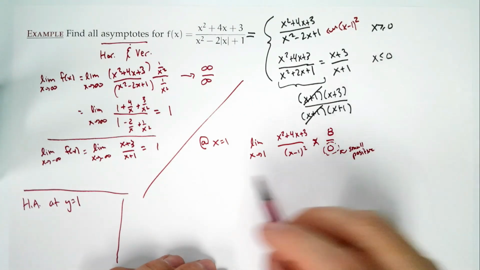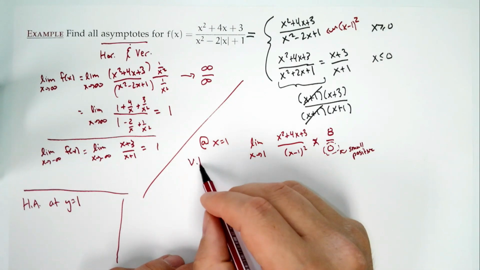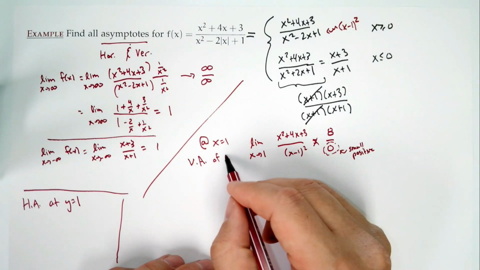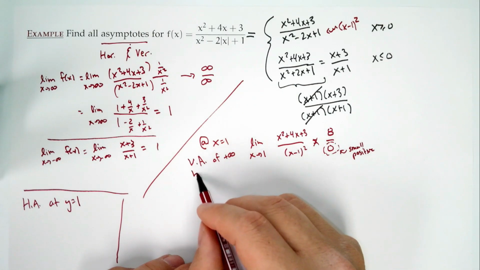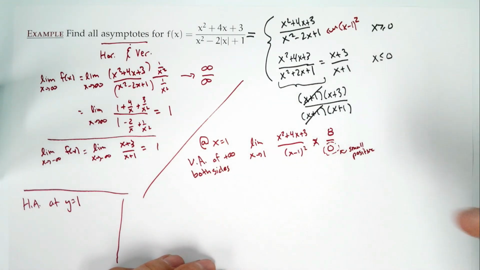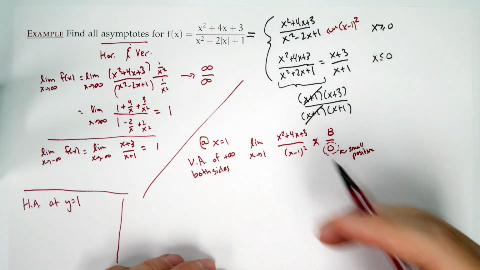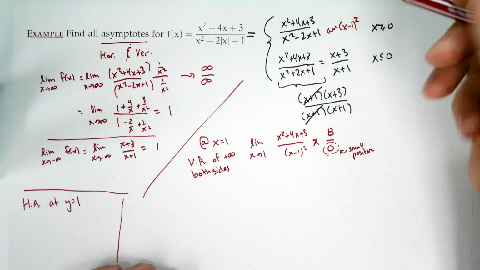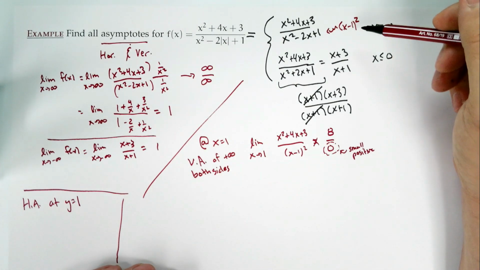So at x equals 1, I have a vertical asymptote of plus infinity both sides. In other words, it doesn't matter. So if I approach from the right side, it goes up. Approach from the left side, it goes up. And that's the only part I have to worry about if x is greater than or equal to 0.